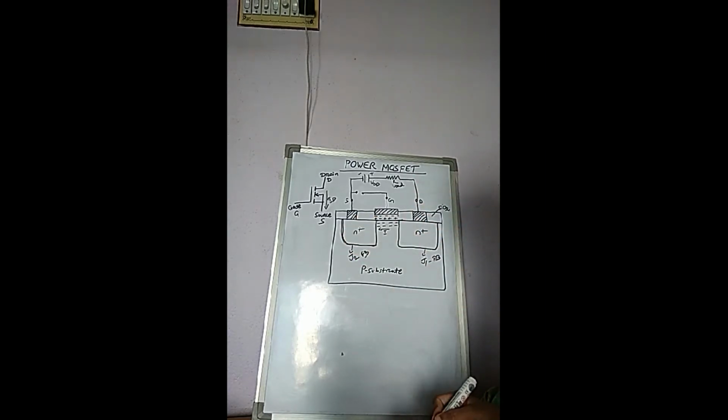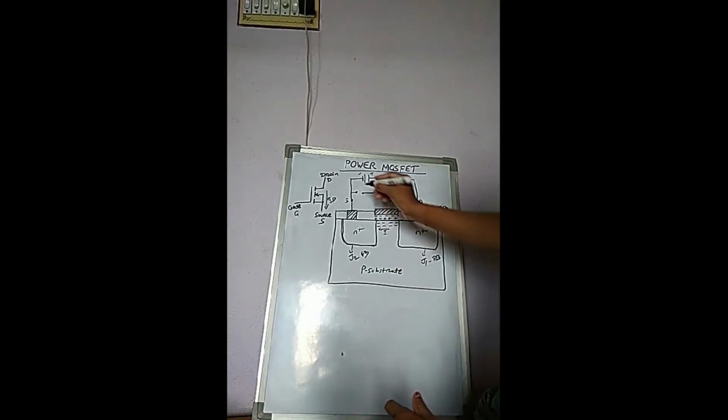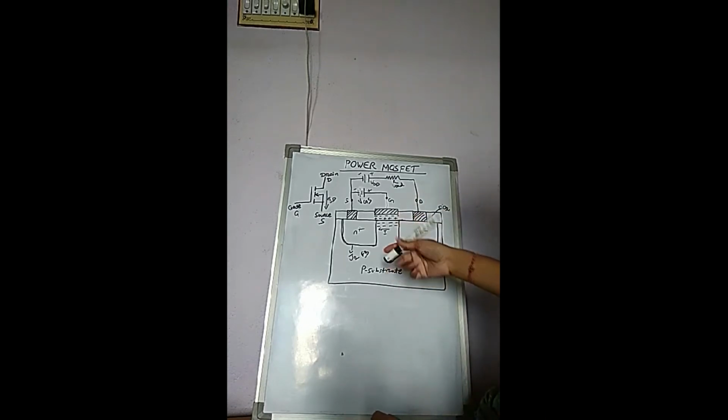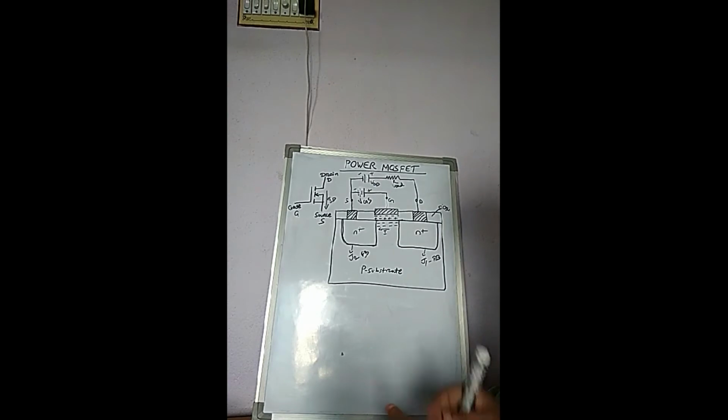Okay, so now we apply a control signal. In the case of a MOSFET, the control signal is a voltage signal, that means the gate source voltage VGS. Now I apply VGS. When the gate is made positive with respect to source, an electric field is established. See, this is the electric field.